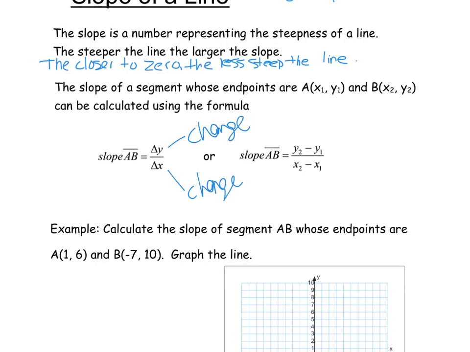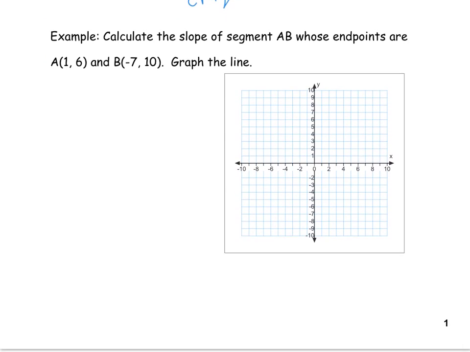Often the simplest way to think about it is using this formula over here. The change in y is, well, we take y2 and we subtract y1. We're trying to see how much y has changed. And then we divide that by the change in x, so x2 subtract x1. It's always y over x. Remember that. We'll do a little example here together.